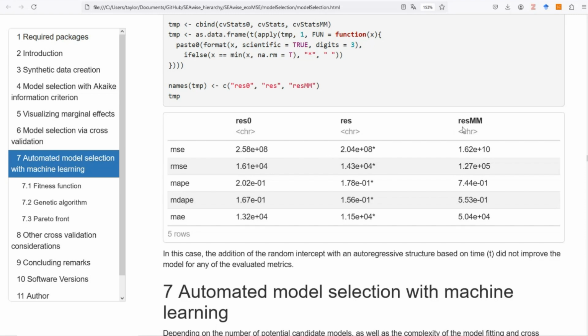And the mixed model, the addition of this autoregressive term, did not improve the model. So that would be a very strong indication to choose this model of the 3. It's not only better in terms of AIC between these two that we could compare, but it's also better in terms of all of these metrics.